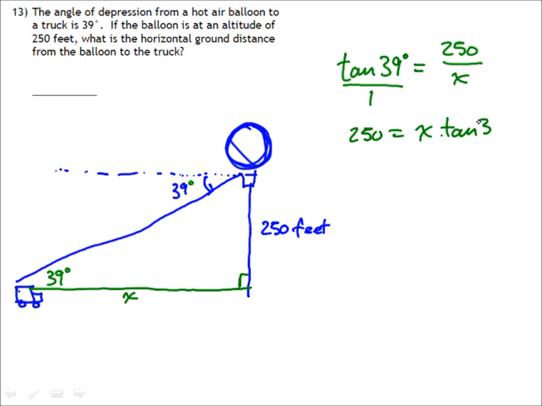Almost done. And then to solve for x, I'm going to divide both sides by the tangent of 39, so 250 divided by the tangent of 39 degrees is what x is. And go ahead and grab your calculator, and when you evaluate 250 divided by the tangent of 39, you should get, rounding to the nearest hundredth, 308.72.